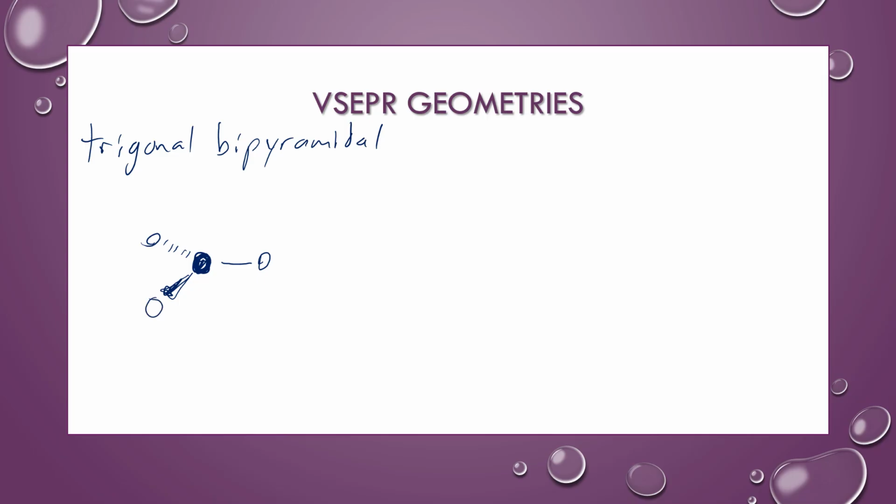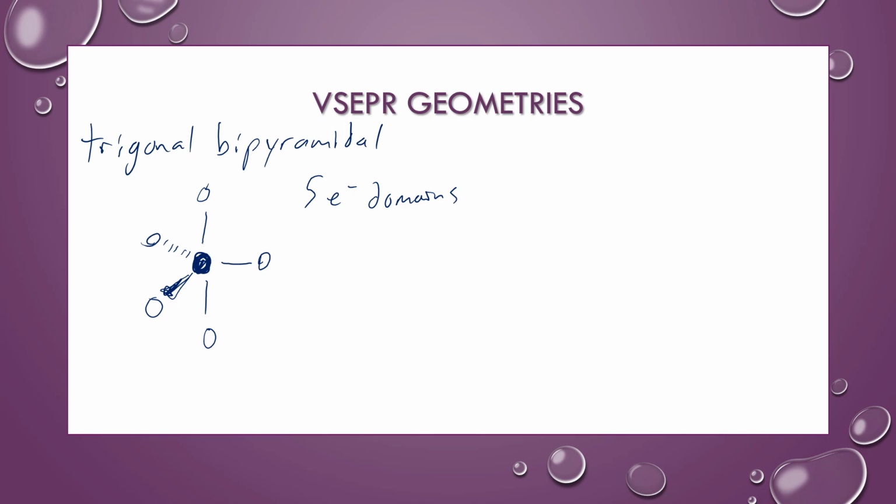There we go. So 3 around the center, and then you have one coming straight up and one going straight down. And so that would be trigonal bipyramidal, where you have 5 electron domains around the center. Now, if all of those are atoms, its molecular geometry is the same as the electron domain geometry, which is trigonal bipyramidal.